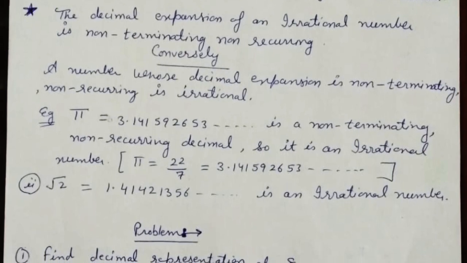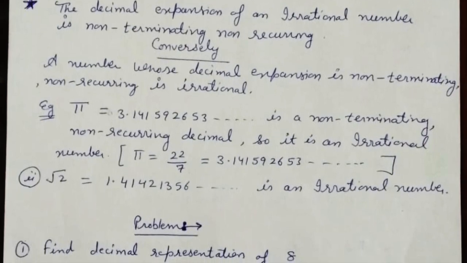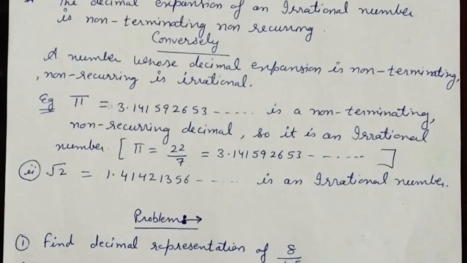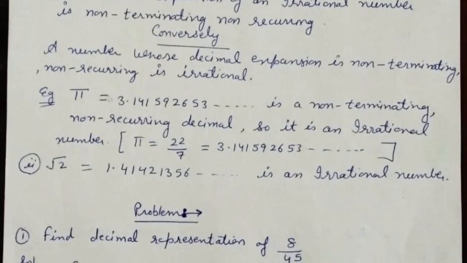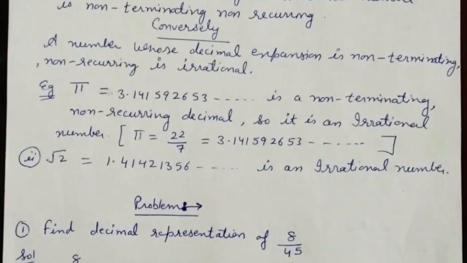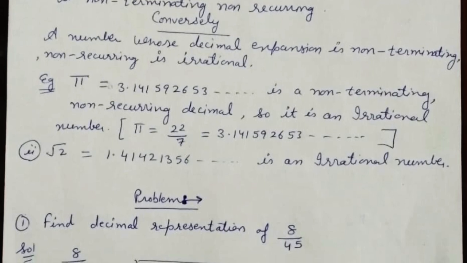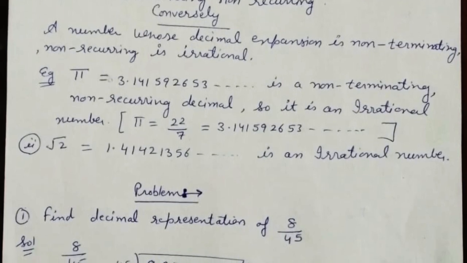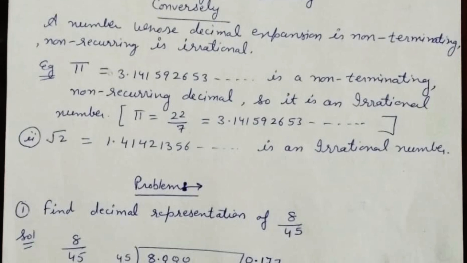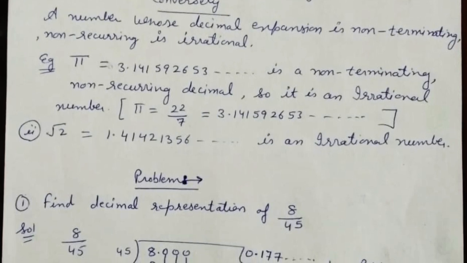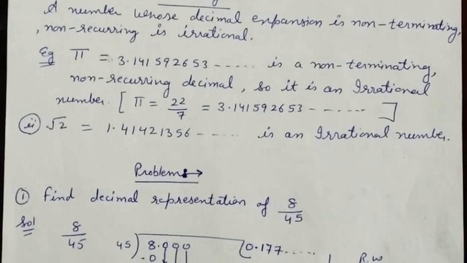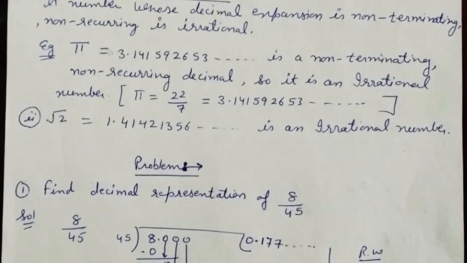Now the question arises, what about the irrational number? So the decimal expansion of an irrational number is non-terminating, non-reoccurring. Conversely, a number whose decimal expansion is non-terminating, non-reoccurring is irrational.